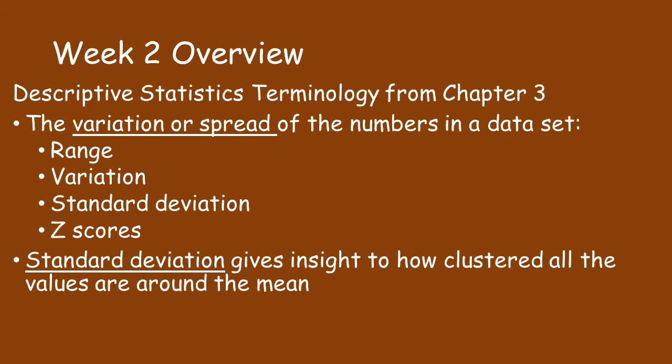But now, what happens if there's a storm, a train, an accident? Now your measured time in the data set begins to vary or spread out more. And that spread in the data set is what range and variation, standard deviation, and z-scores measure. Now the most popular measurement that we need to get to know is called standard deviation, and it gives us some insight into how clustered, or how tightly gathered, all the values in the data set are around the mean.